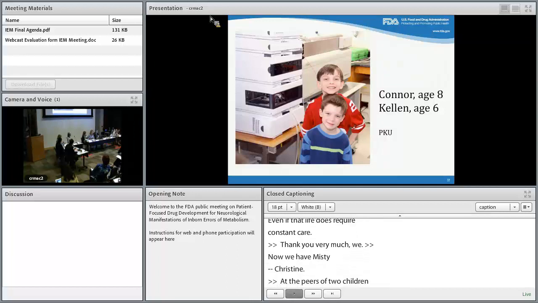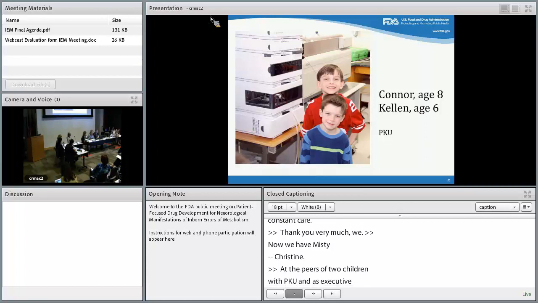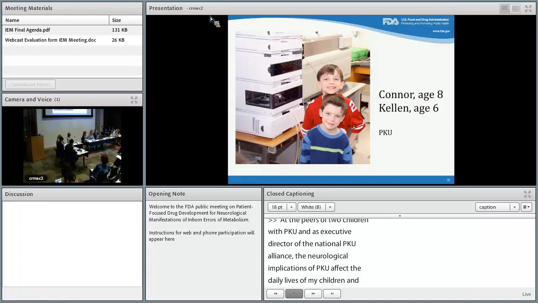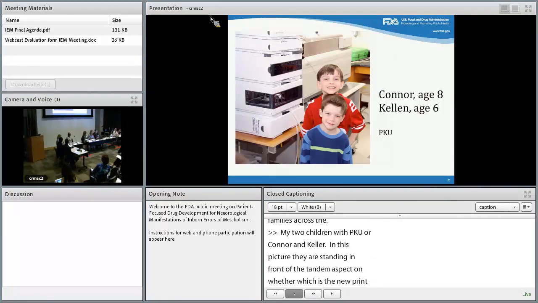As the parent of 2 children with PKU and as the executive director of the National PKU Alliance, the neurological implications of PKU affect the daily lives of my children and the lives of adults and families across the U.S. So my 2 children with PKU are Connor and Kellen, and in this picture they're standing in front of the tandem mass spectrometer, which is the newborn screening test.